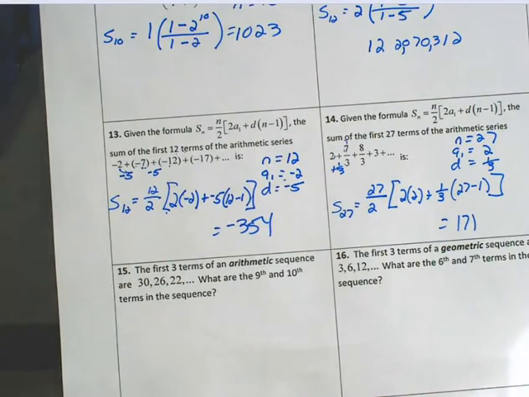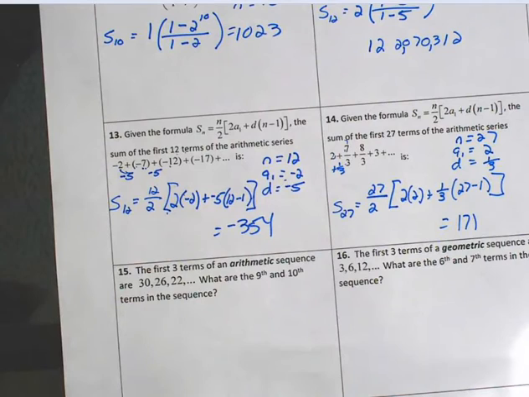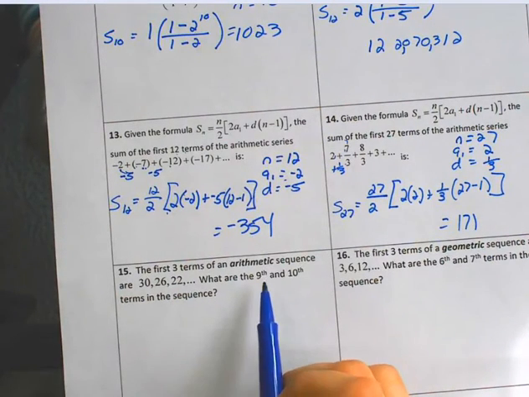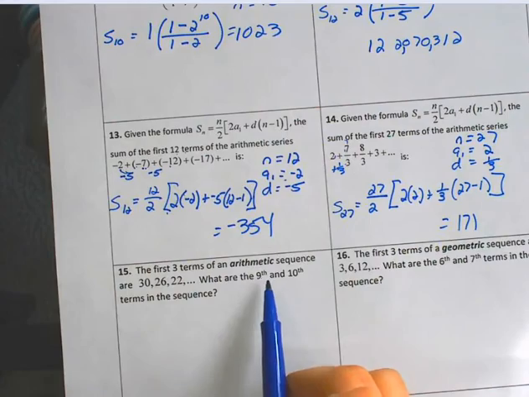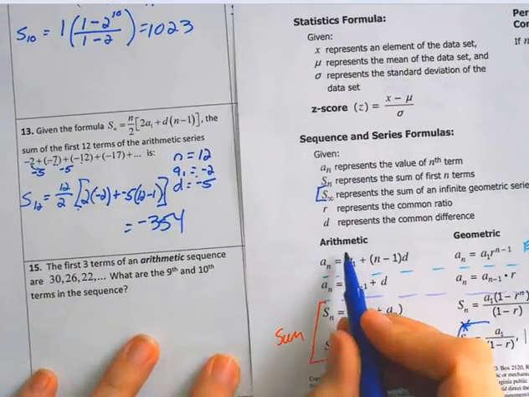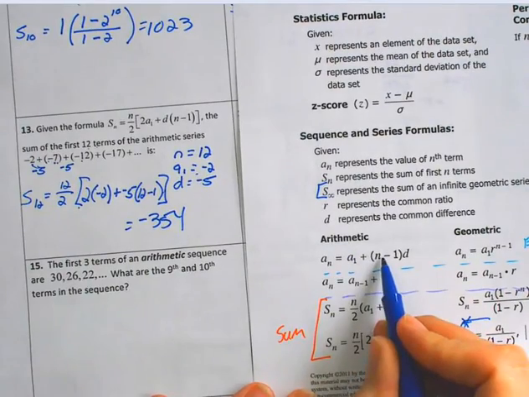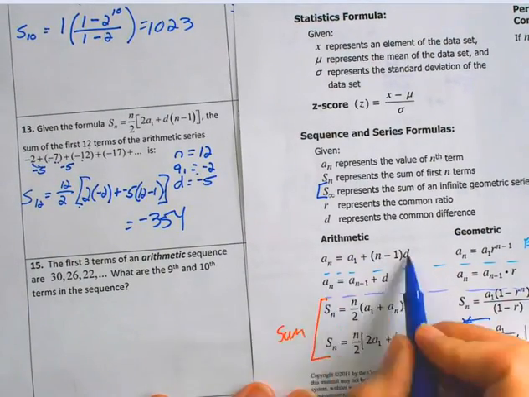As long as you know how to find all those pieces, this really is just substituting and plugging into the calculator, at least these first few. All right, let's look at the next one. The first three terms of an arithmetic sequence are 30, 26, and 22. What are the 9th and 10th terms of the sequence? It's asking for the 9th and 10th term. I know it says arithmetic, and I'm looking for the 9th and 10th term, so it looks like it's an explicit form.